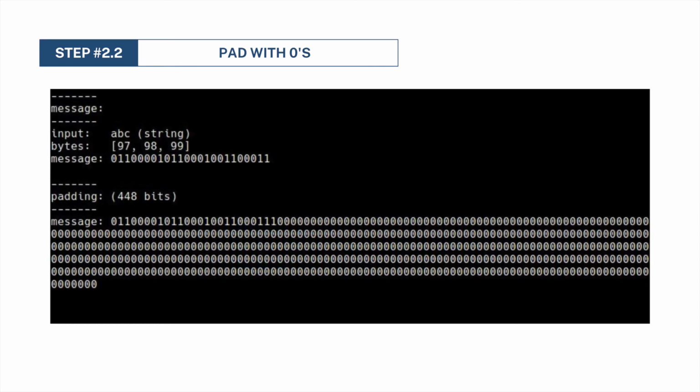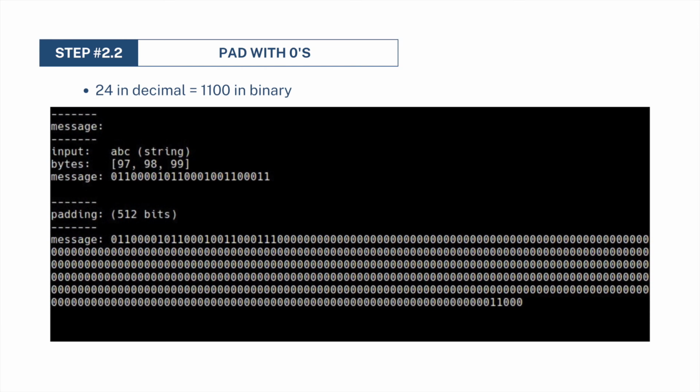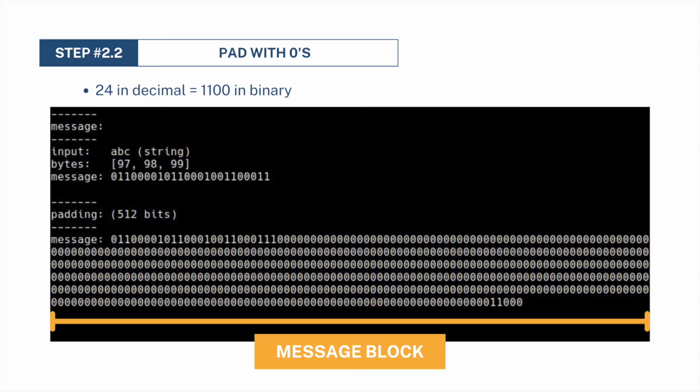So, counting the total number of bits of our actual message, ABC, its length is 24 bits. Then we convert the number 24, which is again the length of the actual message, into its binary equivalent, which gives us 11000. If the resulting length is less than 64 bits long, we simply have to add 0 starting from the left of it to make it 64 bits long. And then just append this to our 448 string previously. And there we have a 512-bit string, which is what we call a message block.